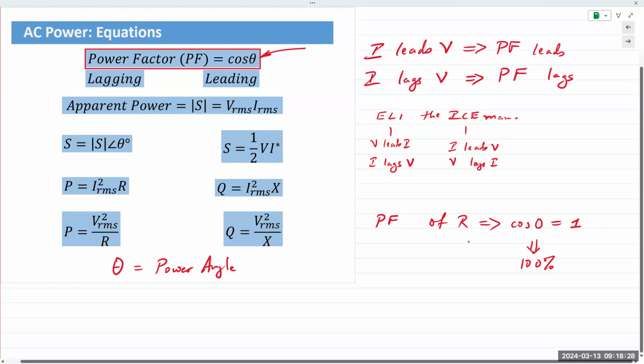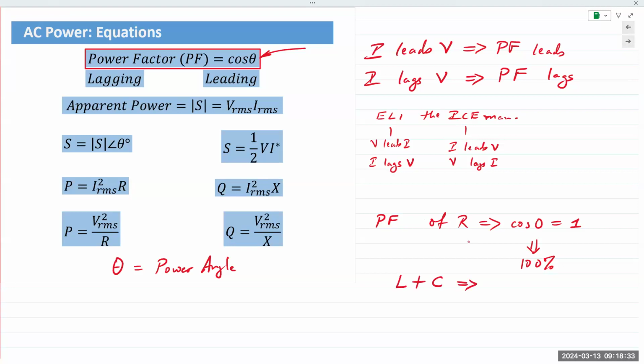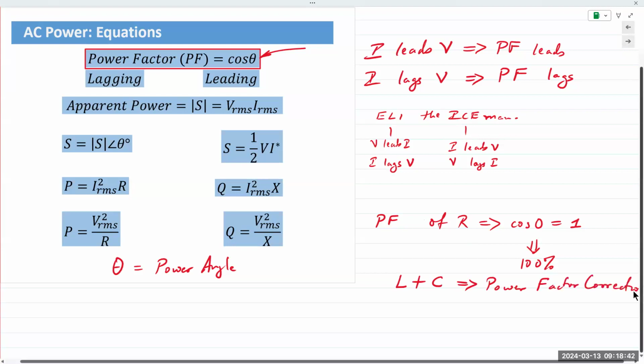And so L plus C, or inductor plus the capacitor, is known as the power factor correction. Okay, power factor correction. So the calculation and the installation of the capacitors to balance out the inductive power requirement is known as power factor correction. It reduces the amount of reactive power that would be required from the utility.